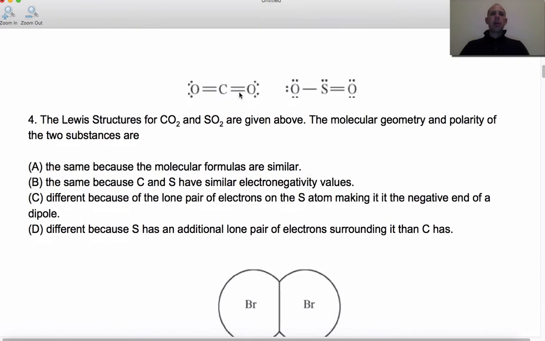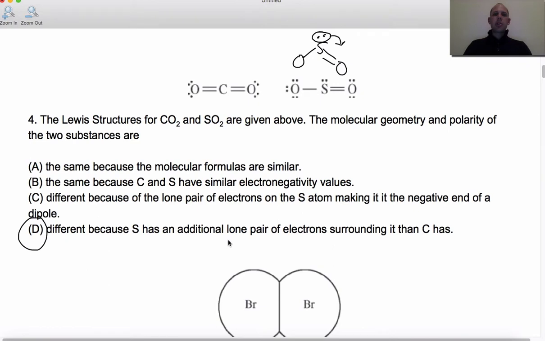Number 4. First off, when you look at this, you know it's a little strange. This is not drawn to scale. This should really be drawn this way. And what makes the molecular geometry of this different? Well, that's the lone pair on the central atom. Okay, so that's why the answer to this one is D.